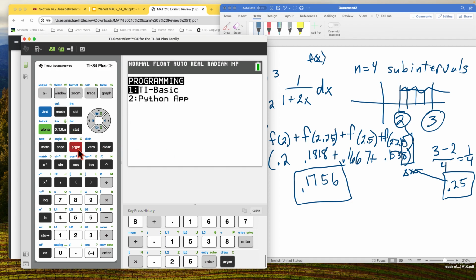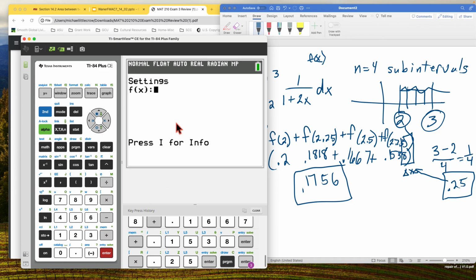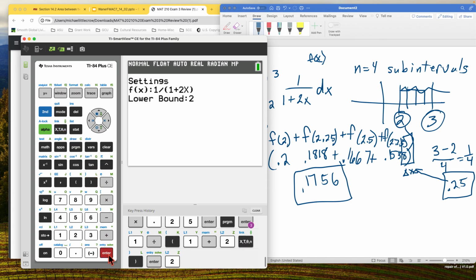And let's see if I have to reload. Oh no, I do have it. I'll just walk through this one time with the Riemann sum. If you've got this program, you would hit enter, enter again, and then you might have to hit enter one more time if it gives you a messy screen, but it'll ask you to input your function. So let's do that: 1 divided by parentheses 1 plus 2x. Lower bound is 2. Upper bound is 3. That came right from the problem. Partitions, that's n equals 4, so we just put 4.